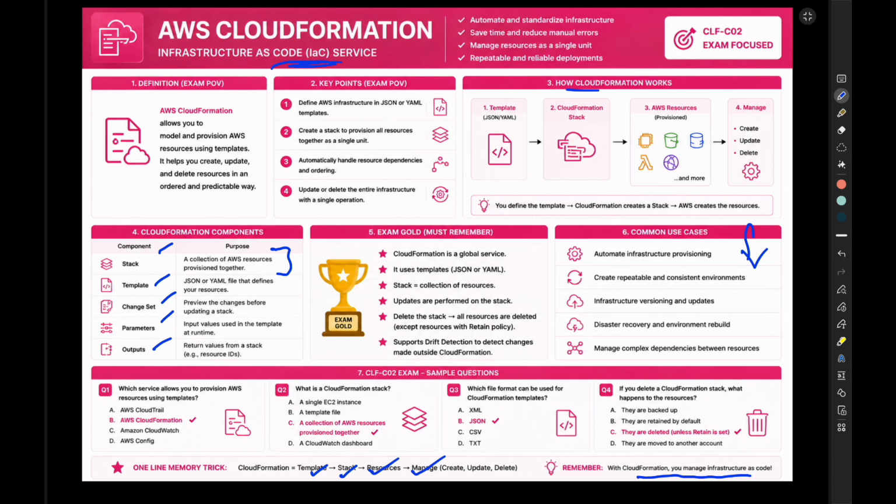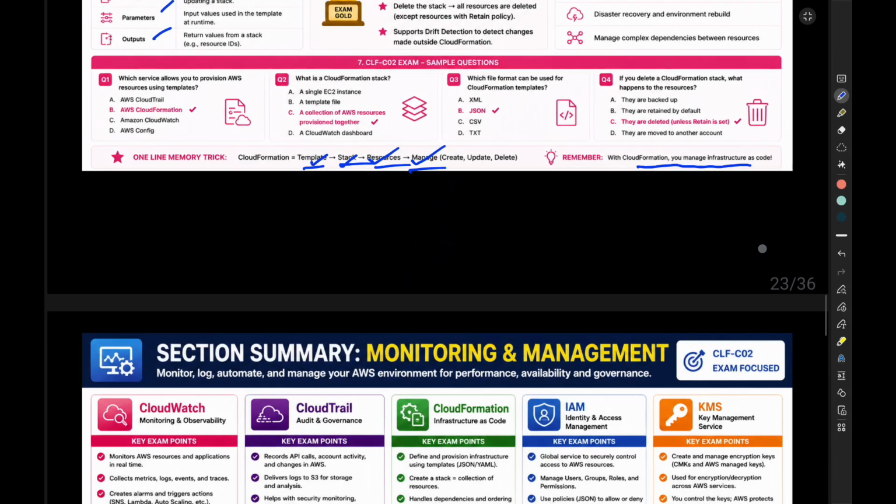Now the exam goal. JSON or YAML. Stack is a collection of resources, supports change sets, supports drift detection, it works as infrastructure as code, and a common CLF-C02 query could be, which AWS service provisions infrastructure using templates? Think CloudFormation. The memory trick is template, stack, resource, manage. Whenever AWS mentions infrastructure as code, think CloudFormation.